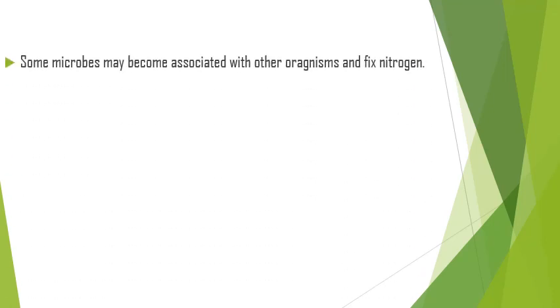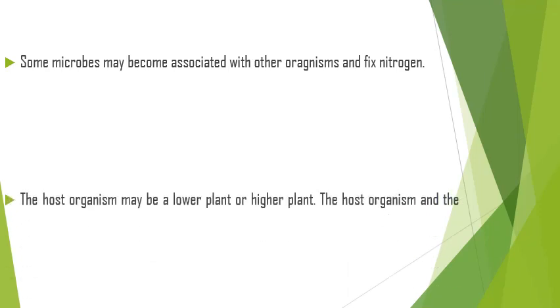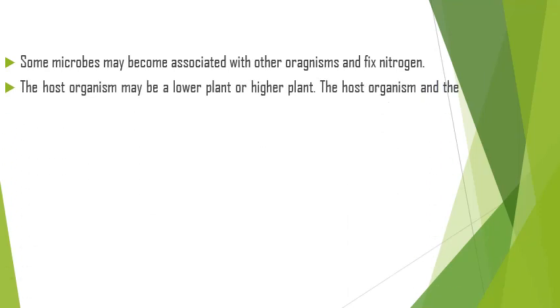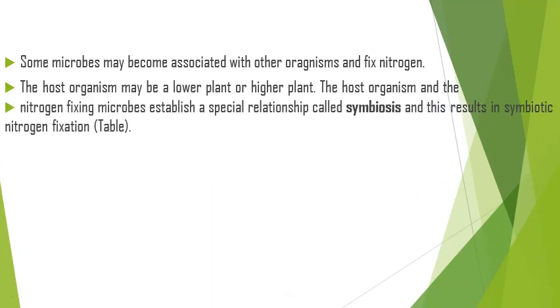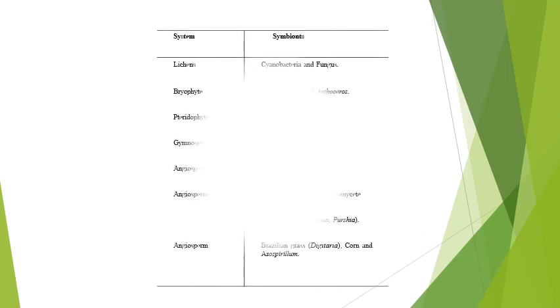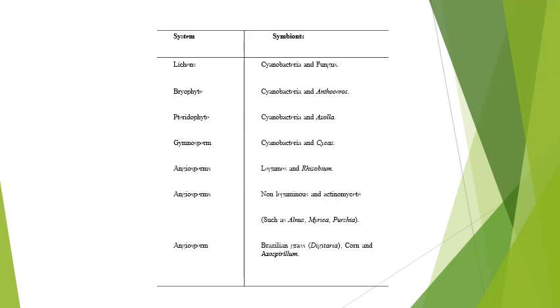So some microbes may become associated with other organisms and fix nitrogen. The host organism may be a lower plant or higher plant. The host organism and the nitrogen fixing microbes establish a special relationship. This is called symbiosis, and results in symbiotic nitrogen fixation. You can see in the next table the systems and symbionts like lichens, an association between algae and fungi, bryophytes, pteridophytes, gymnosperms, and angiosperms.